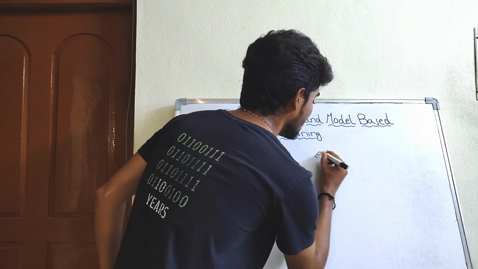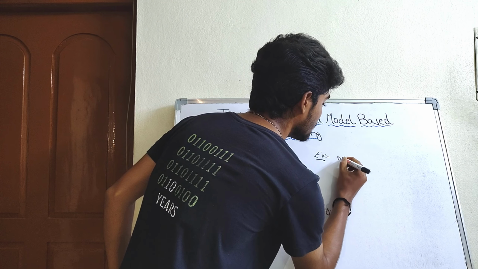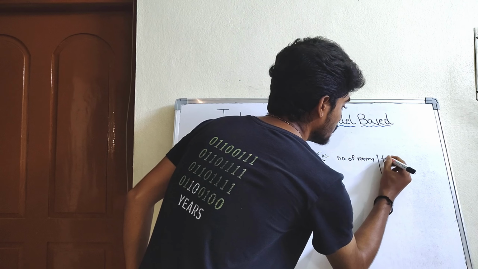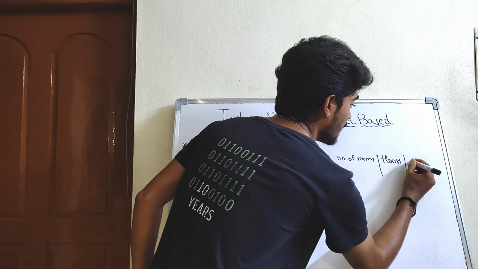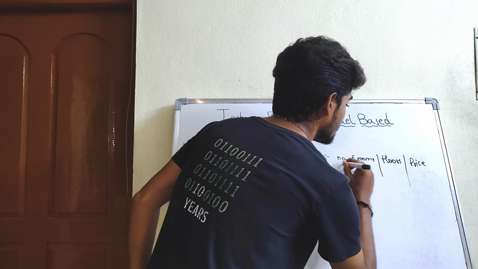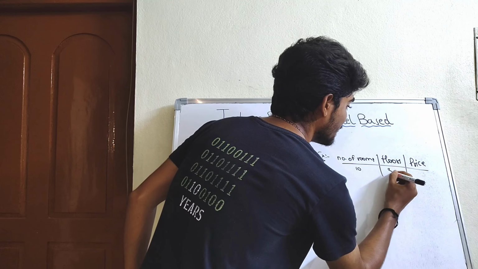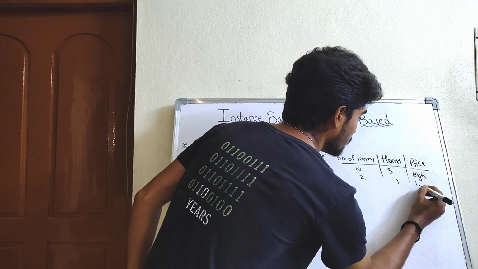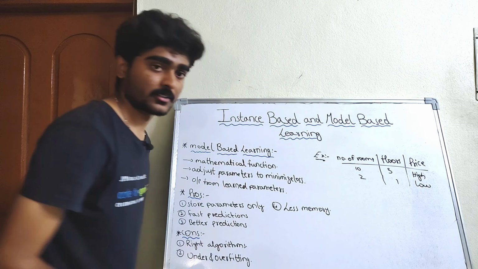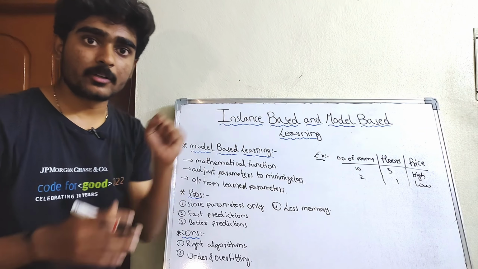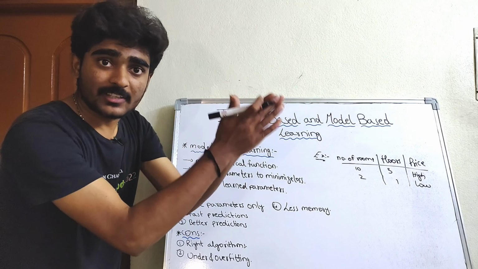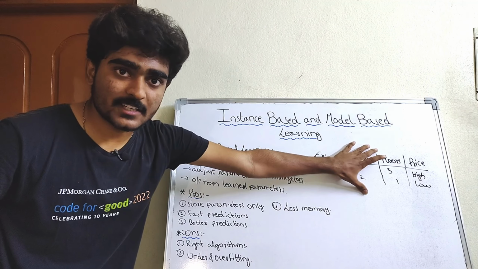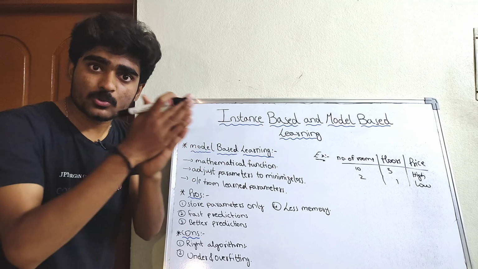Now we'll be taking the same data set: number of rooms, floors, and price. Say 10 rooms, 3 floors, price high, and 2 rooms, 1 floor, price low. Let's say this is our data set. After considering the data set, we choose an algorithm based on it.